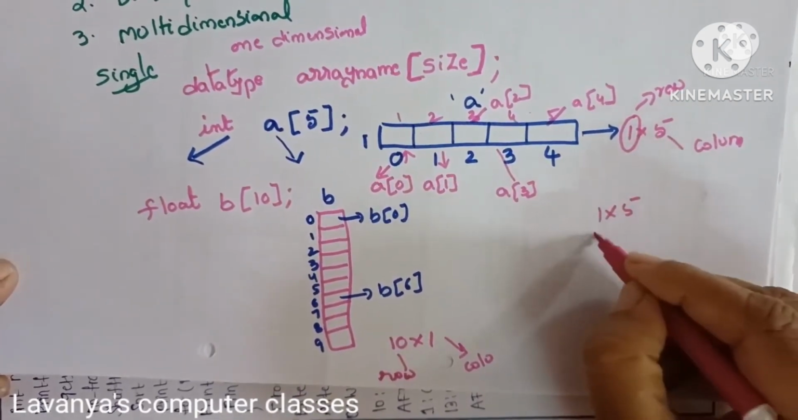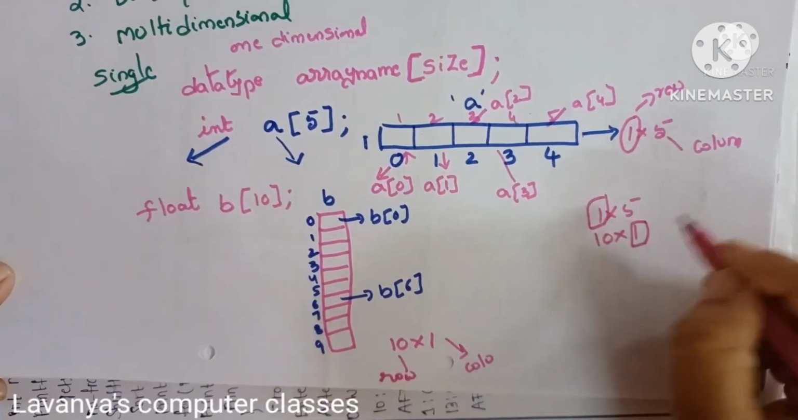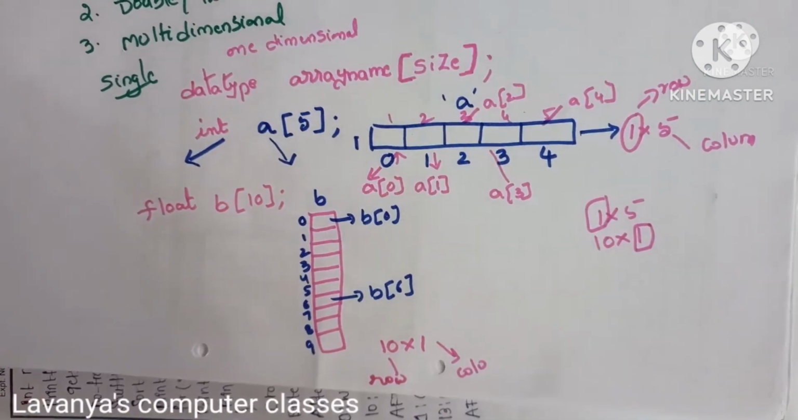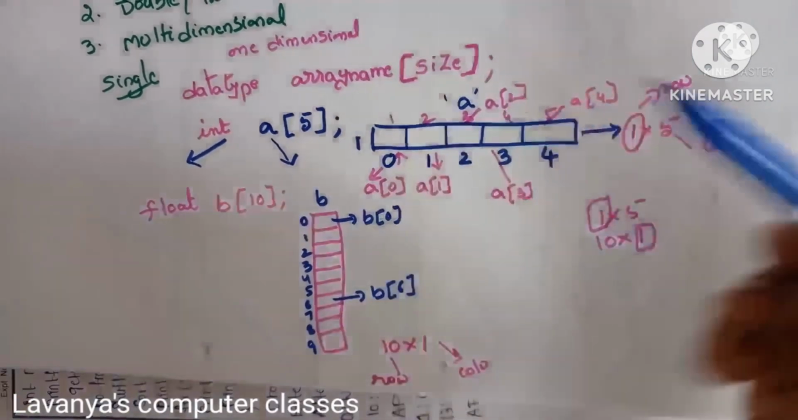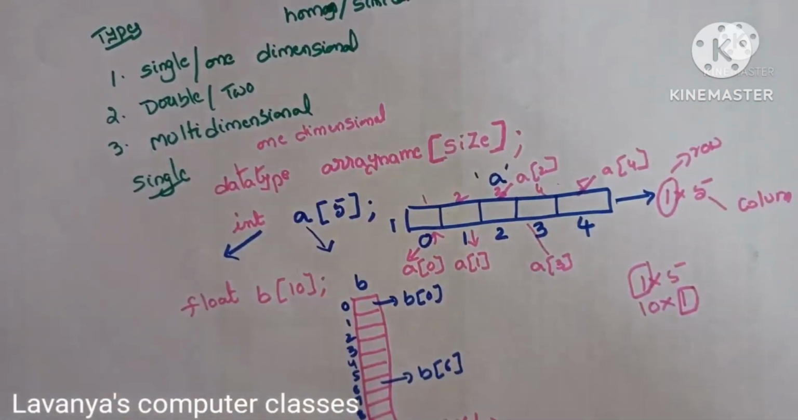So in the previous example, 1 by 5, second example 10 by 1. In this 1 by 5, 1 row, 10 by 1, 1 column. That's what is called a single dimensional array. If the rows and columns are in a different manner, that is called a double dimensional array.